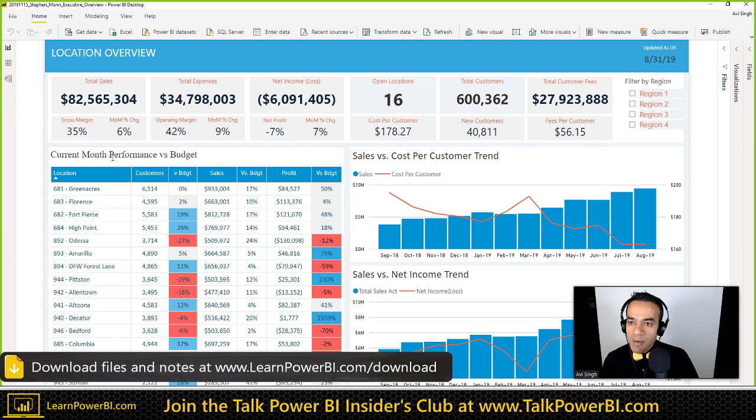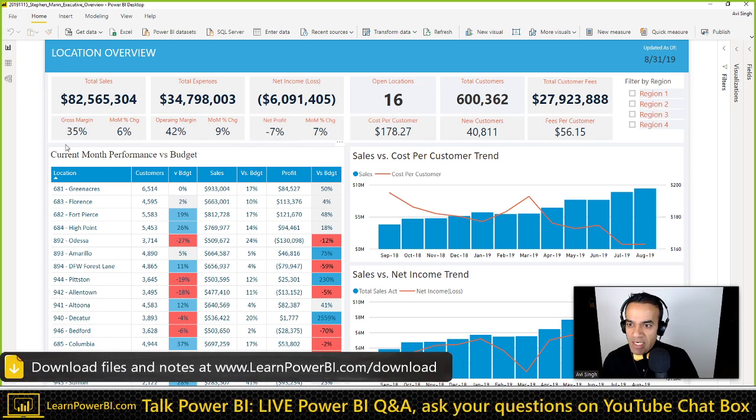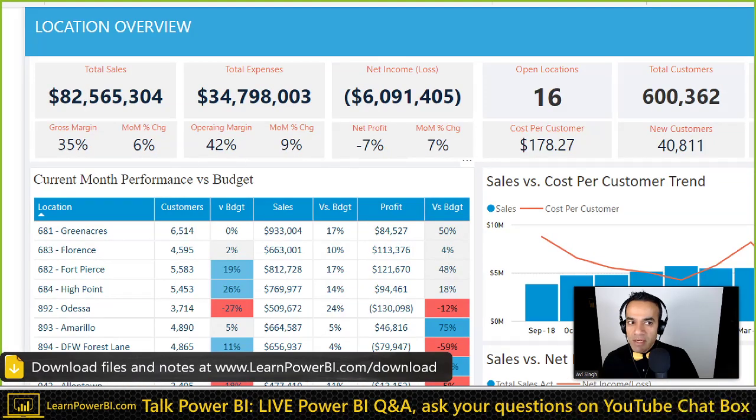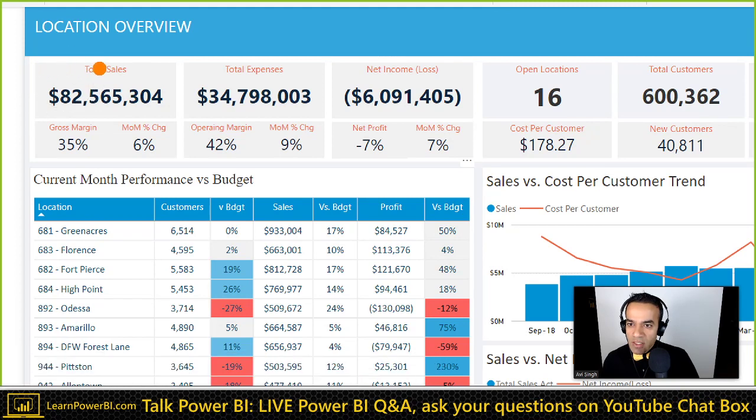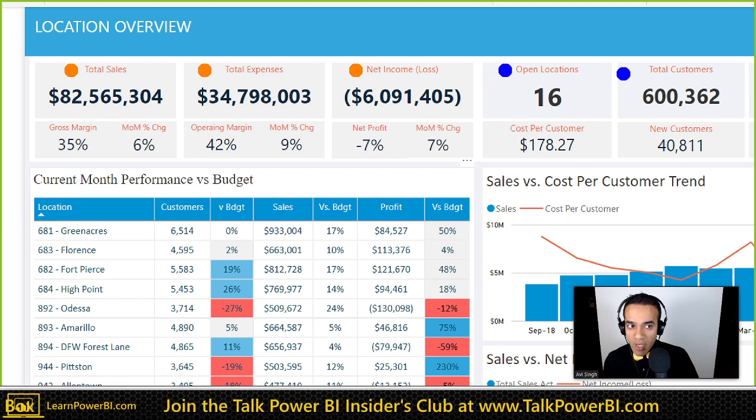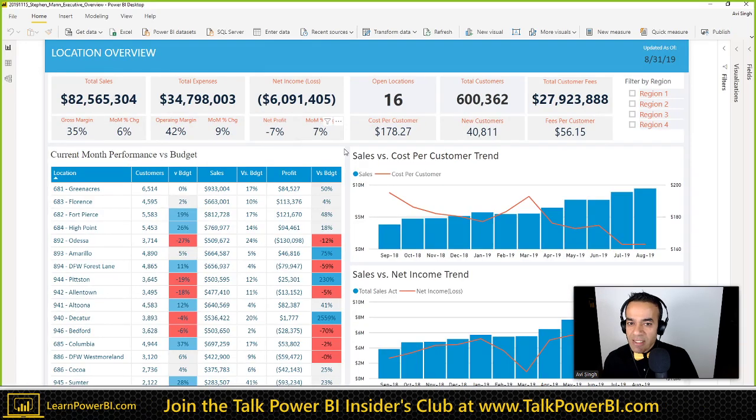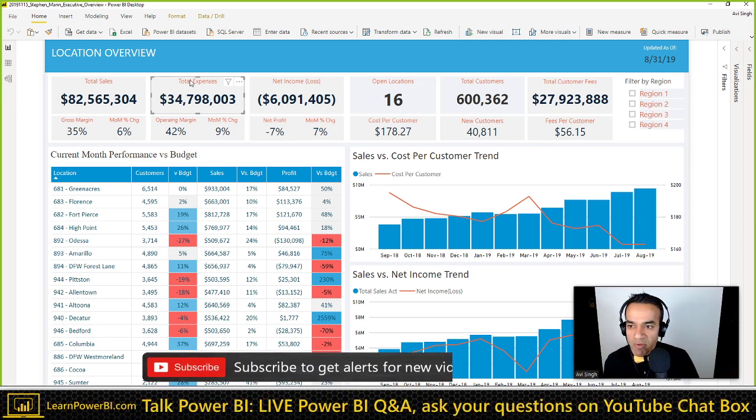So if it was dashboard by design, if you look at these metrics here, total sales, total expenses, net income loss, good enough. But then you notice that as I'm reading it, like open location, total cost, it changes, right? So these two are different. What we want to do is give a visual clue to that. And again, just use white space. White space is the most effective element of visual design.